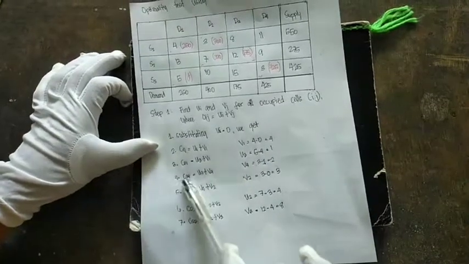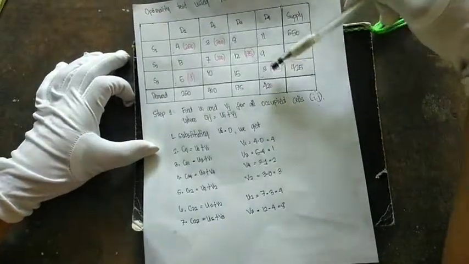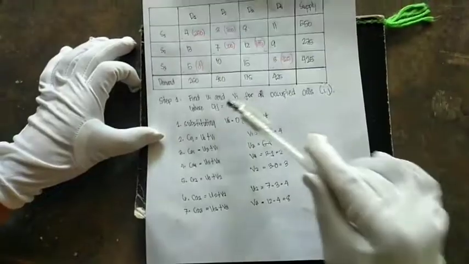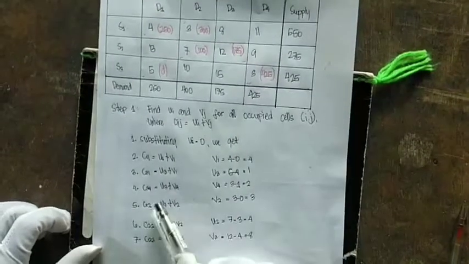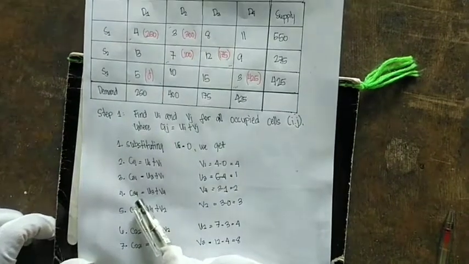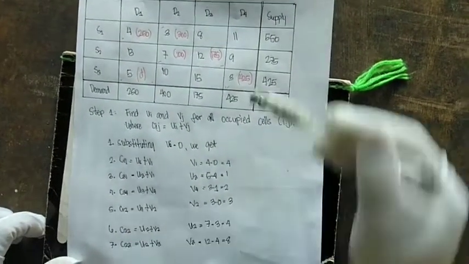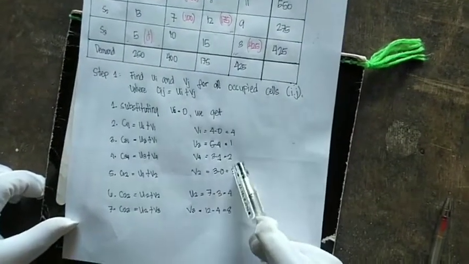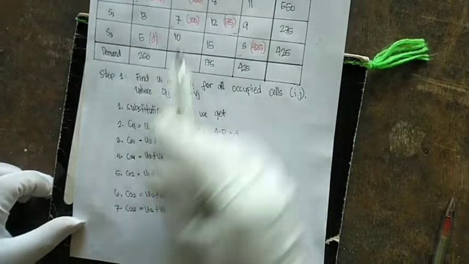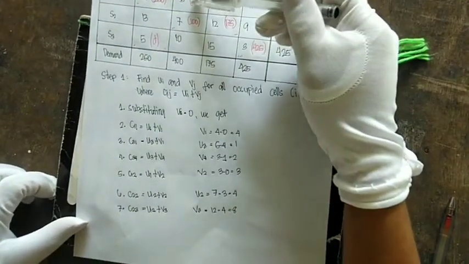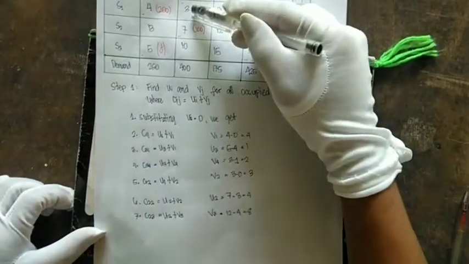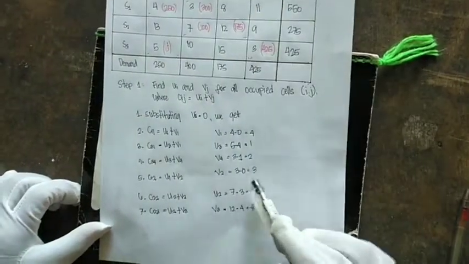And number 4, C34. In number 4, C34, the value of the C34 is 3. Since our U3 is equal to 1, 3 minus 1 equals 2. And number 5, C12, this is our C12 for the occupied cell. Our value for U1 equals 0, and the value for V2 equals 3. So 3 minus 0 equals 3.